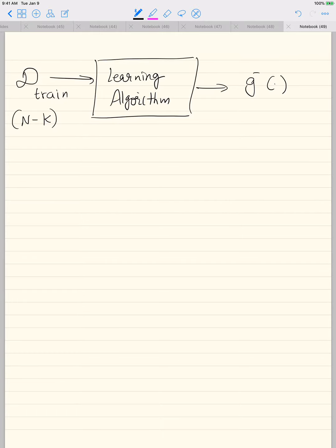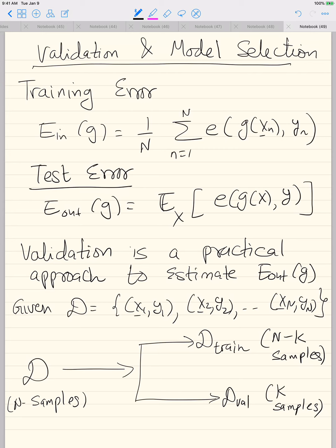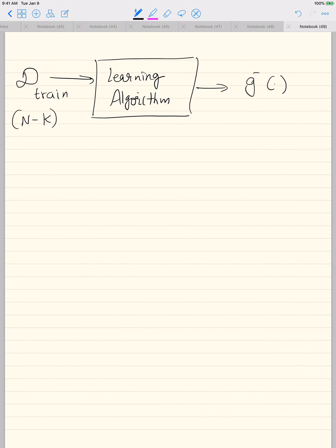Ideally we have n samples and we should use all of them to train. Each sample can be very expensive, right? This could be like medical records. So if you are actually deploying the model, you should use all n samples. But in order to estimate the test error, we cannot use all n samples. We have to use a subset of them, say n minus k samples only. Then we get an output which won't be the same as g, so I'm calling it g minus.